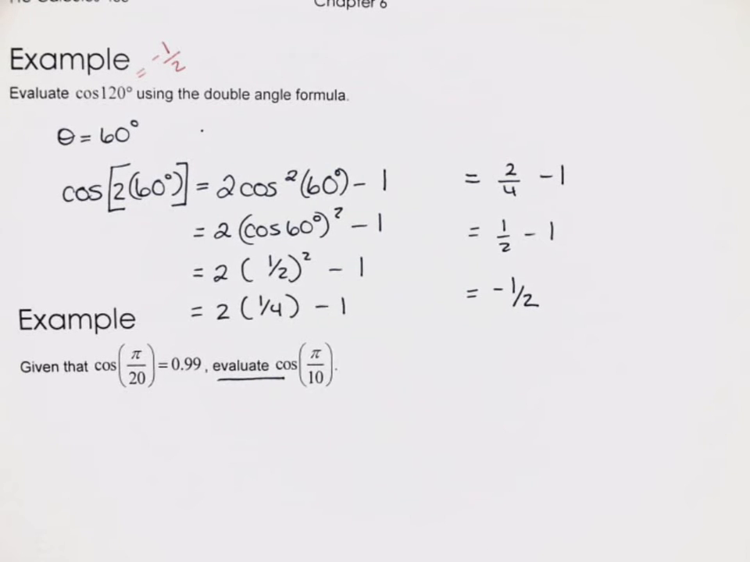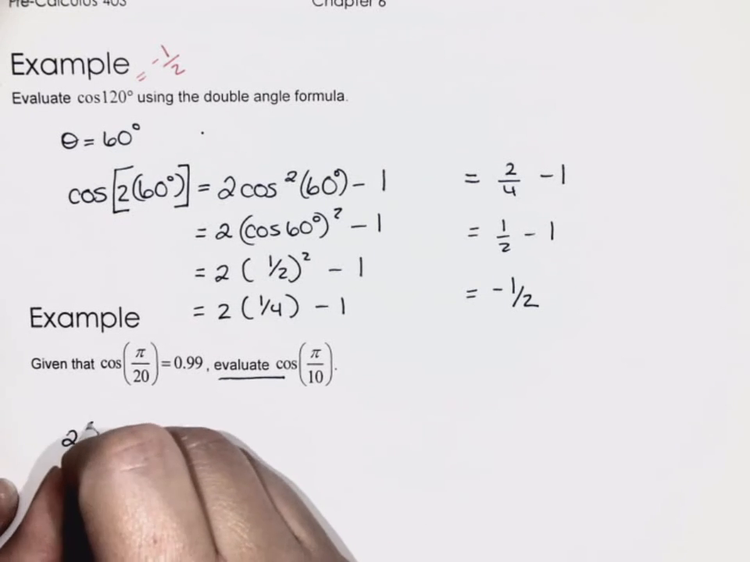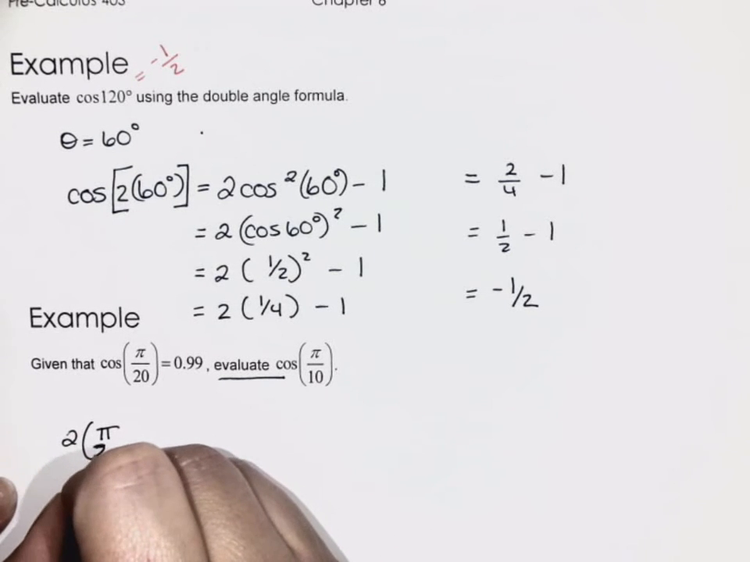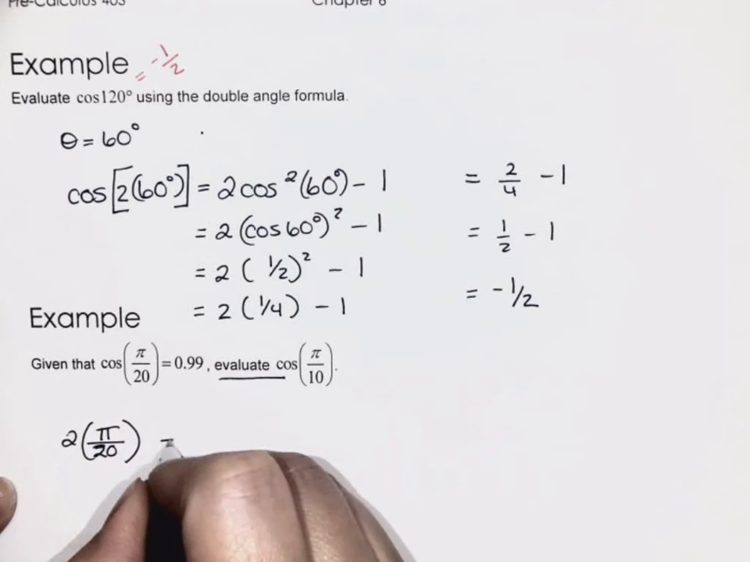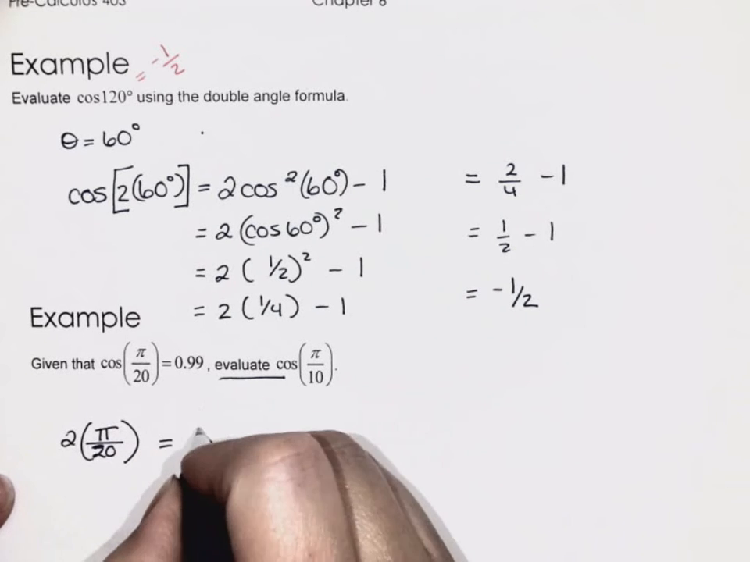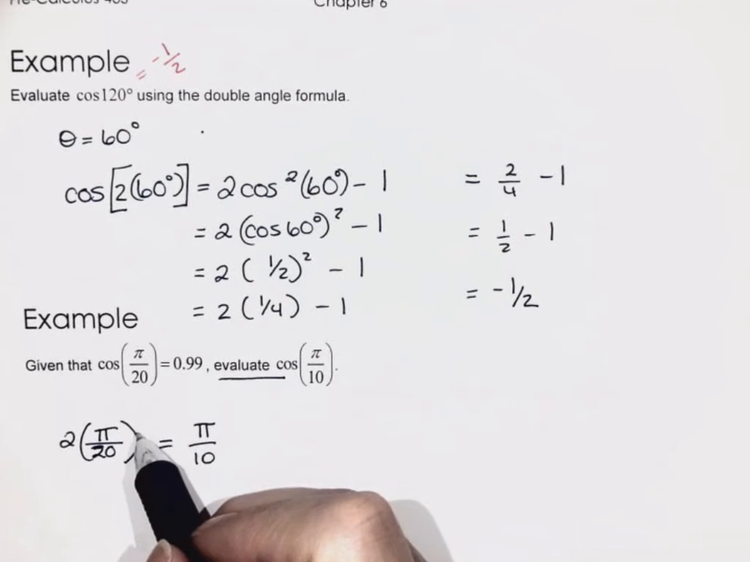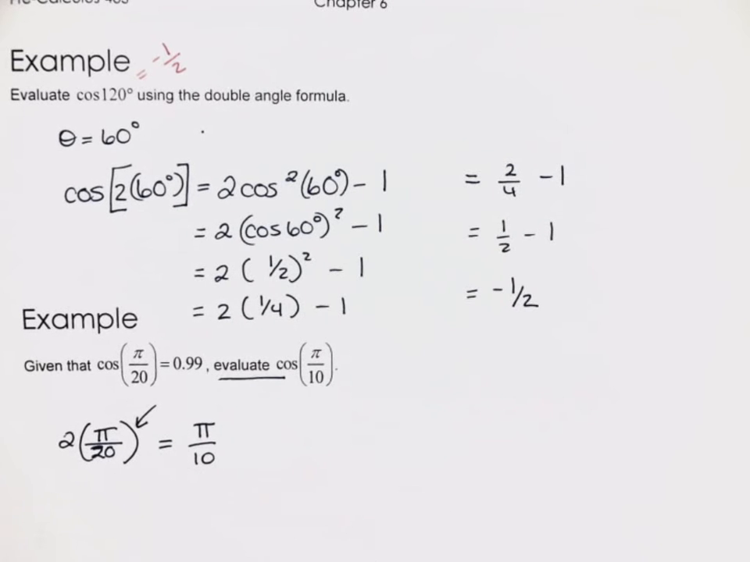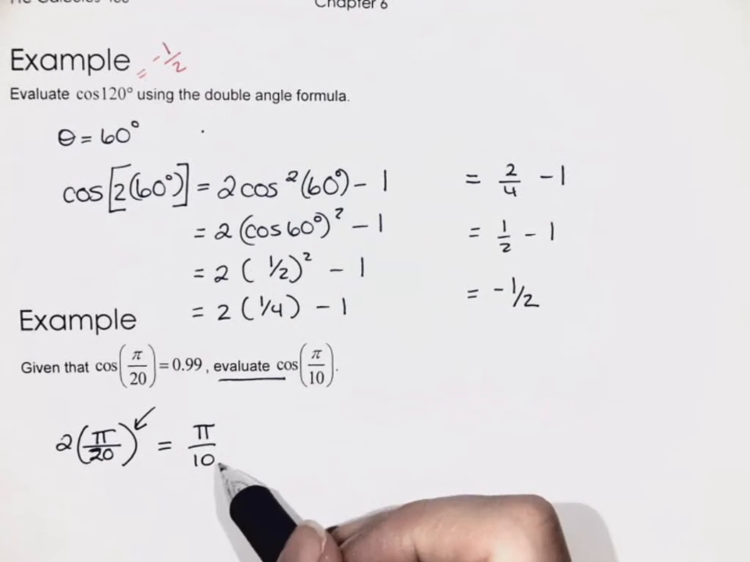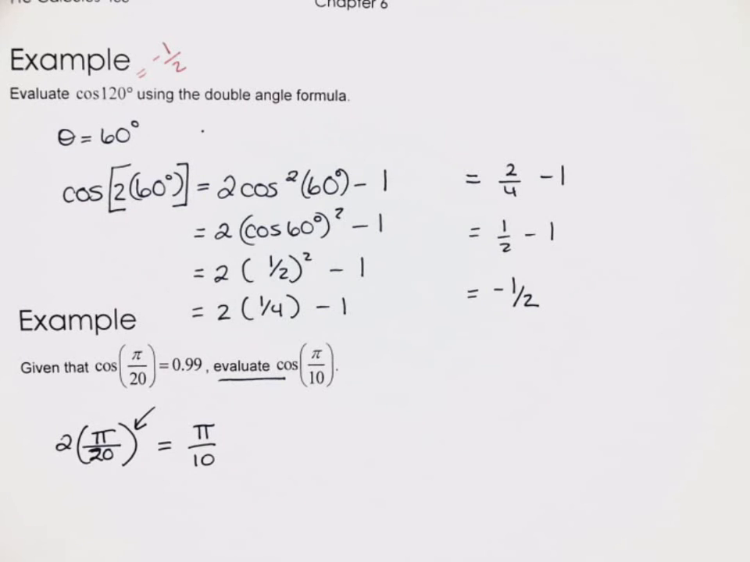So we can go ahead and use a double angle identity here, because if I take 2 and I multiply it by pi over 20, what do I get? Pi over 10. So if I apply a double angle identity to this information that I have, I'm going to get the angle that I want. Does that make sense to everybody?